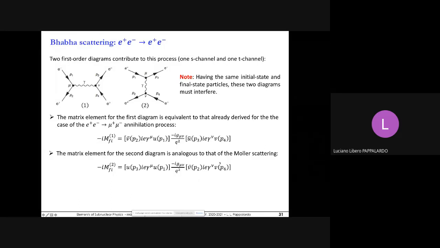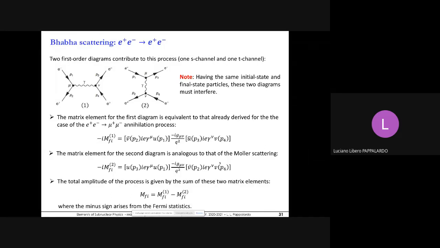And then, of course, you want to put them together because the two have to interfere, because the final state particles are the same, so you cannot distinguish between the two. And we have to put again a minus sign here, which arises from the Fermi statistics. So taking the difference of these two is the way to calculate the matrix element for the Bhabha scattering.